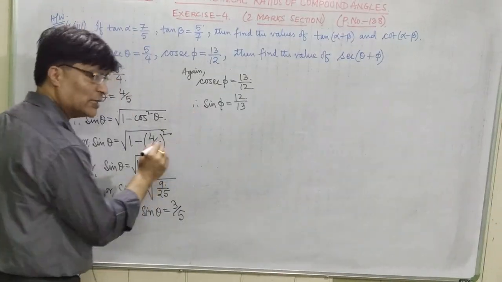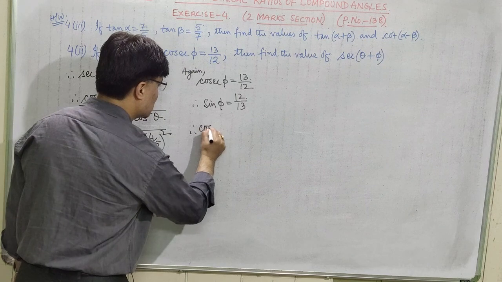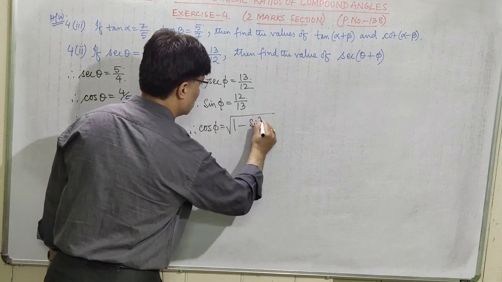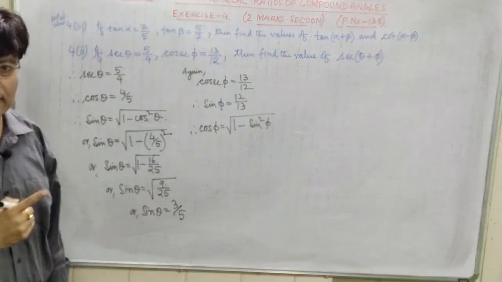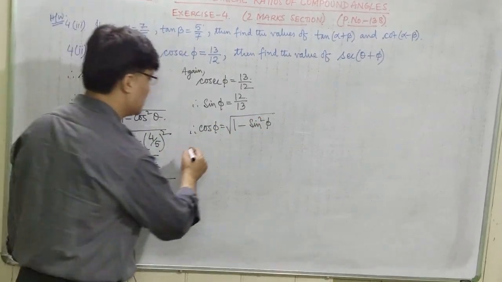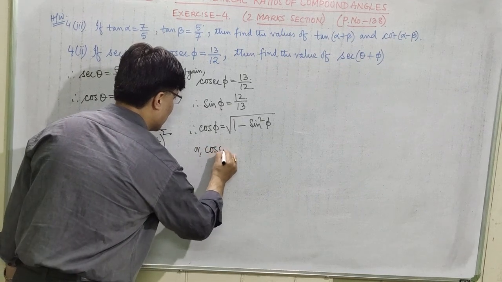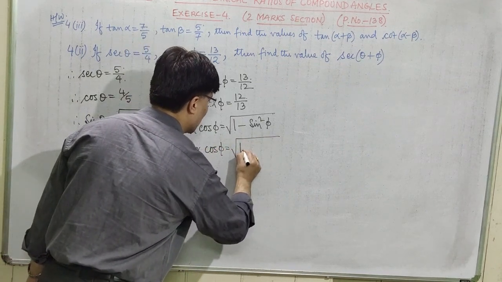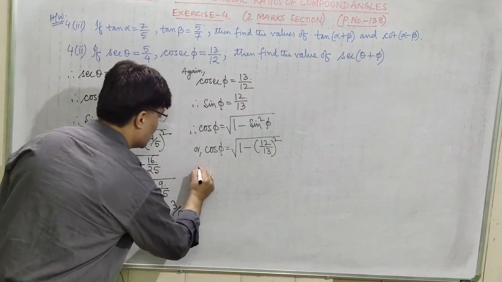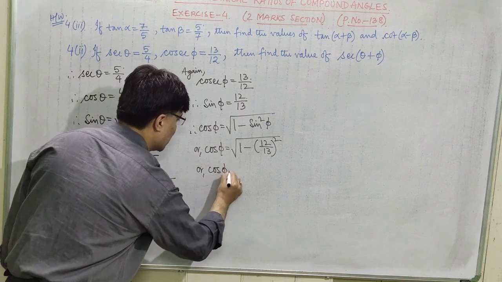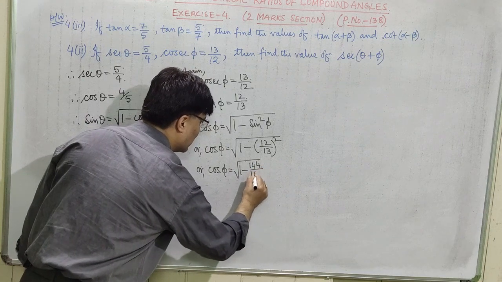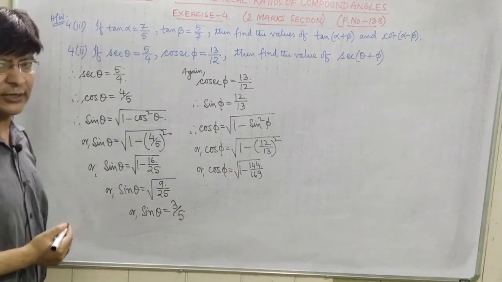So from sine phi you can easily get the value for cos phi, that is cos phi is equal to within square root 1 minus sine square phi, right? You can put the value for sine phi, that is 12 by 13 whole square. So cos phi is equal to root over 1 minus, what is 12 whole square? 144 divided by 13 whole square, 169, you know that, isn't it?